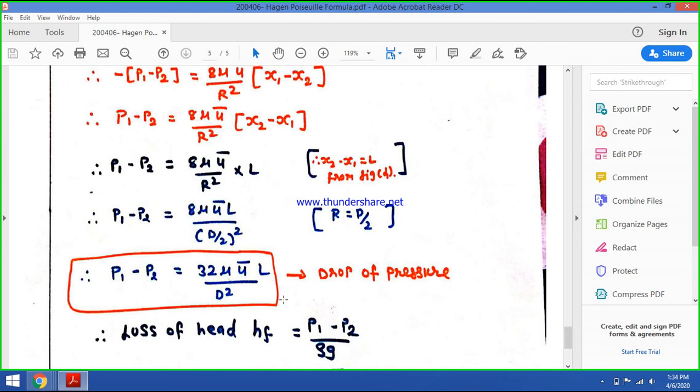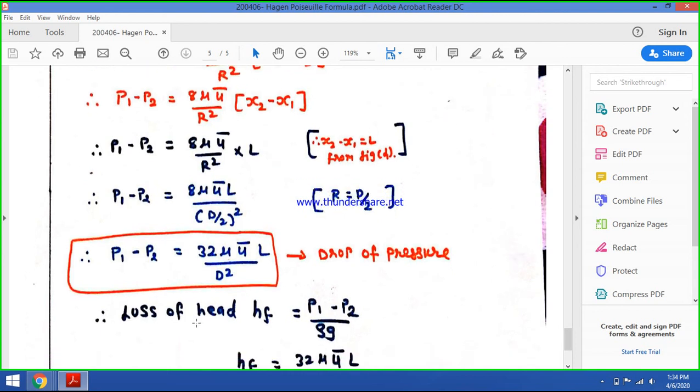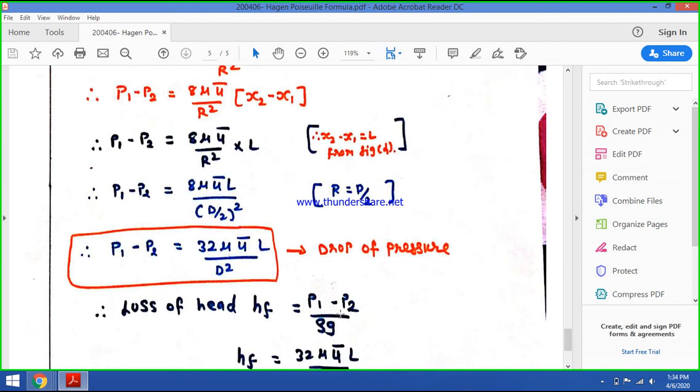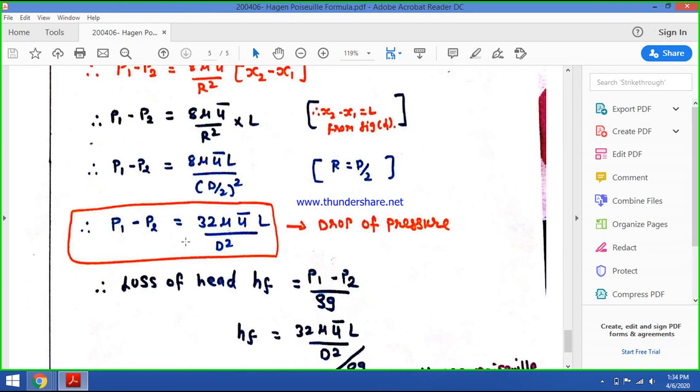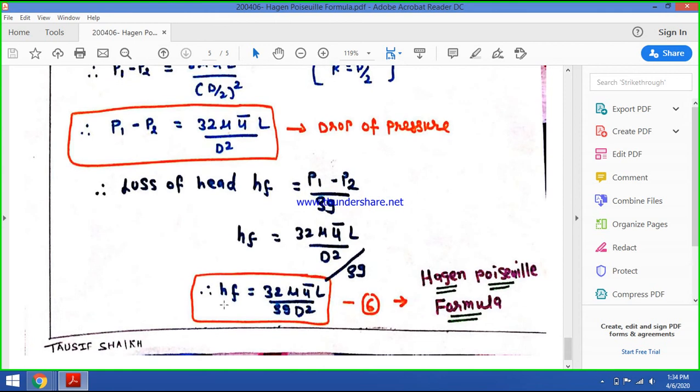Now what do we have to find out? Now our task is finding out the head loss. Okay, so head loss HF is equal to P1 minus P2 upon rho g. This relation we know. Okay, so put the value of P1 minus P2, 32 mu u bar L upon d square. In this equation you will get the relation HF is equal to 32 mu u bar L upon rho g d square.